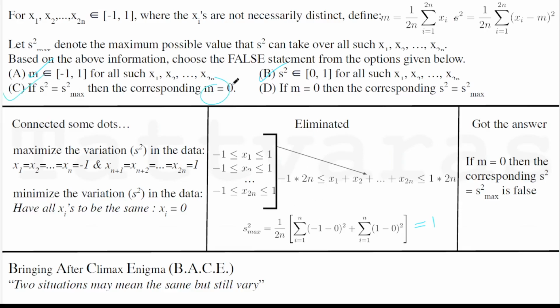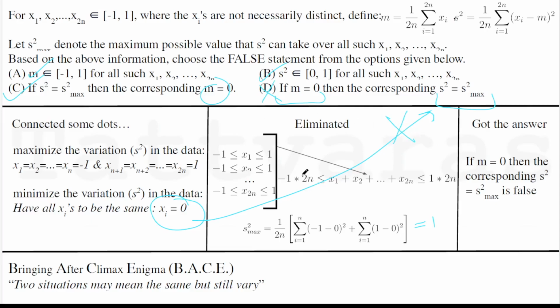So this is true. So what remains is this: the mean being 0, but S square being S square max. This is false. And this is simply because we discussed the situation where every element is 0. Then in that case, the mean is also 0. But still S square is not S square max. It's in fact S square min. So that's why this is false.